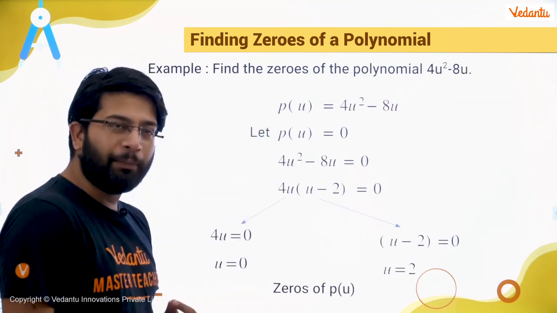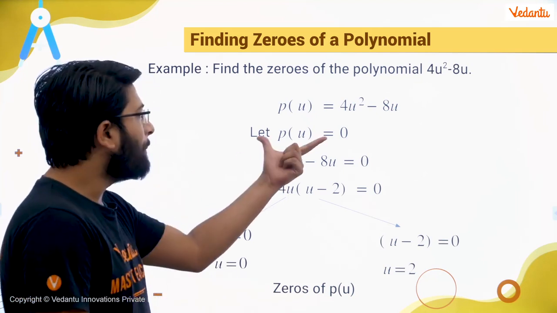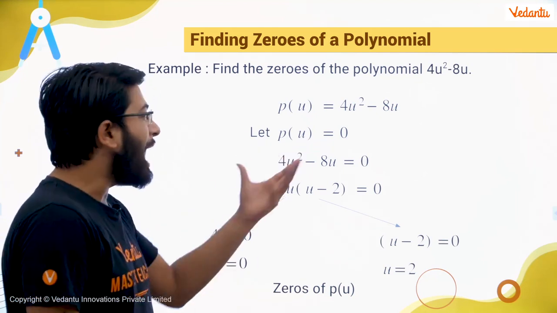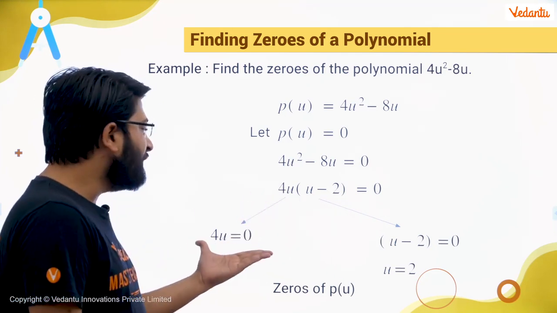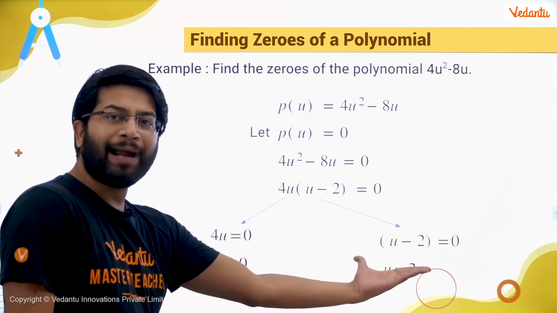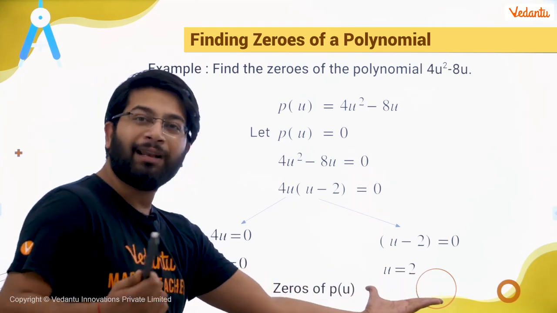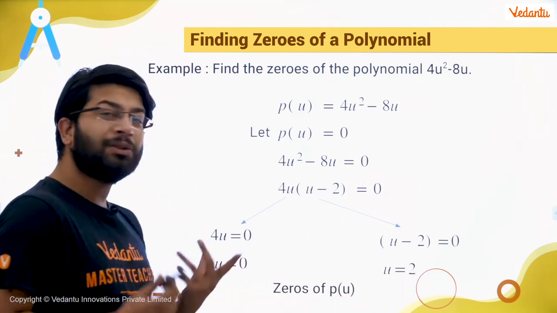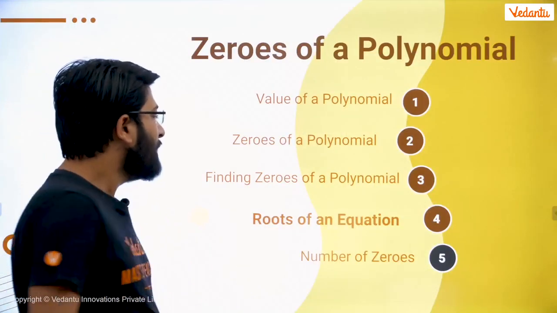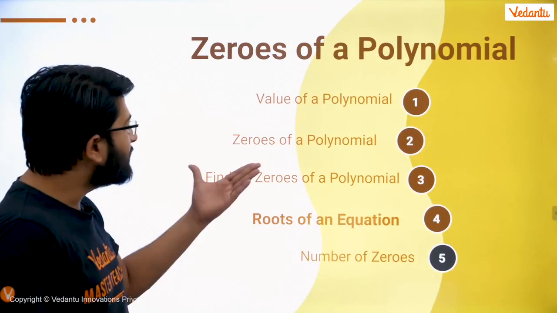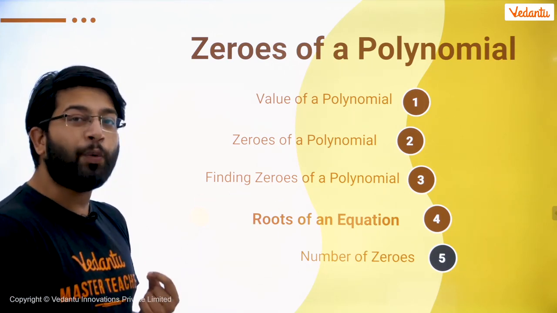Let's say we have a polynomial 4u squared minus 8u. The first step was put the polynomial equal to 0. After that, simply factorize it. After factorization, put every factor equal to 0. Right? Find the value of the variable, and these values of the variable are nothing but the zeros of the polynomial. Very easy concept. Okay? Very good. Okay, champs. Now let's see, after the zeros of the polynomial, what is the root of an equation.